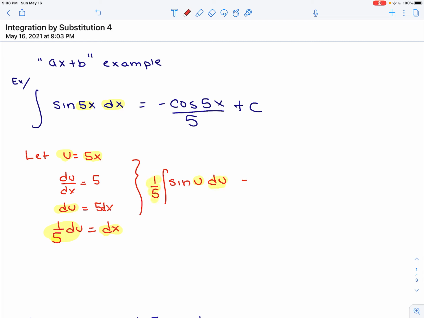And then this just becomes minus 1/5 cos u plus c, and then I just replaced the u with the 5x. So you can see that you could do a substitution question, or if what's inside has a derivative that is just a constant, then I already showed you how to do that using the 5 rules with the ax plus b. Okay, so hopefully that made sense.